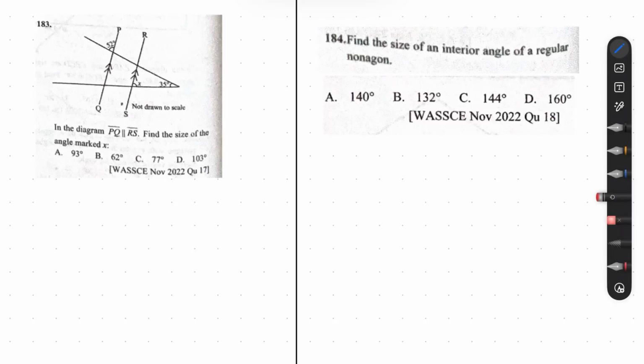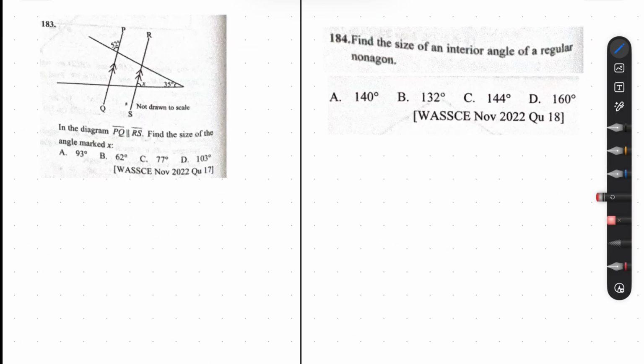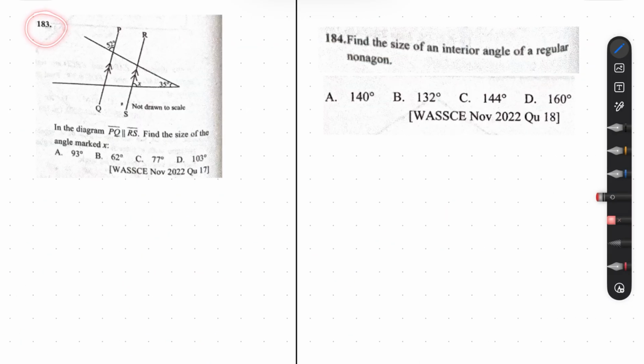In the previous session, we ended on question 182. So here we start with question number 183. The question says, in the diagram, PQ is parallel to RS. So these two are parallel. Find the size of the angle marked X. So we need to find X.